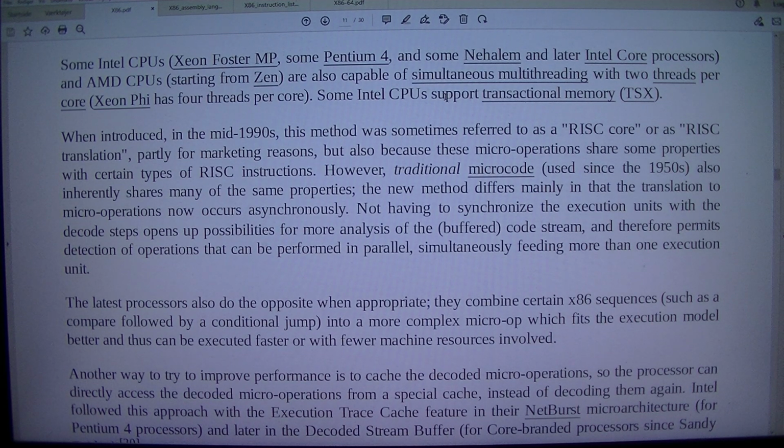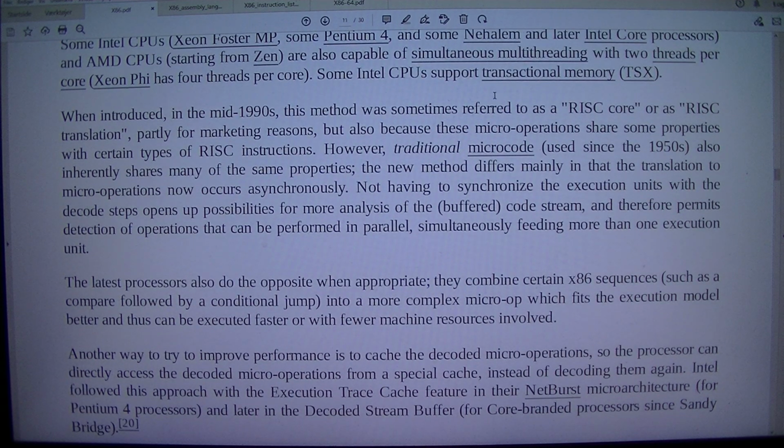When introduced, in the mid-1990s, this method was sometimes referred to as a RISC core or as RISC translation, partly for marketing reasons, but also because these micro-operations share some properties with certain types of RISC instructions. However, traditional microcode, used since the 1950s, also inherently shares many of the same properties. The new method differs mainly in that the translation to micro-operations now occurs asynchronously.